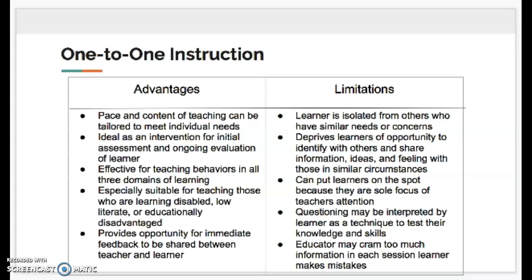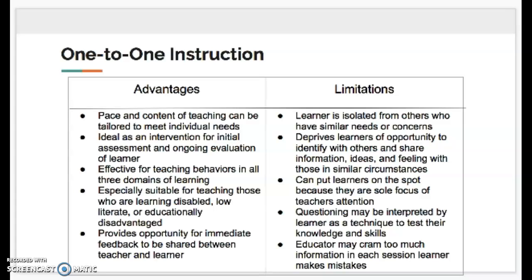It is ideal for initial assessment and ongoing evaluation of the learner. It's effective for teaching behaviors in all three domains of learning. It's especially suitable for teaching those who are learning disabled, low literate, or educationally disadvantaged. It provides opportunity for immediate feedback to be shared between teacher and learner.